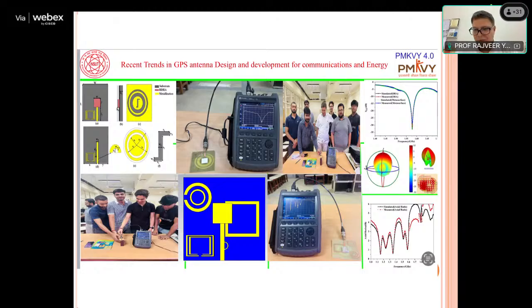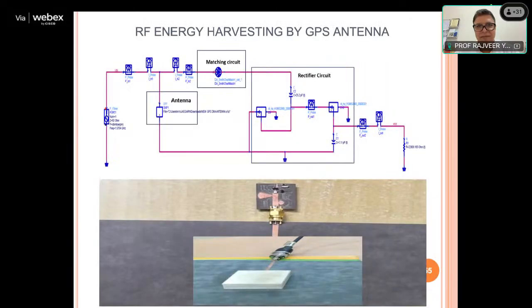These are a few snapshots. We conducted a two-month training for our BTech students to design different GNSS antennas in the lab. So these are our BTech students working in these domains.